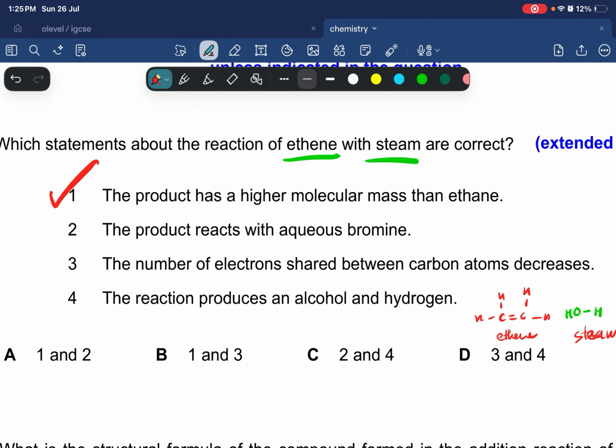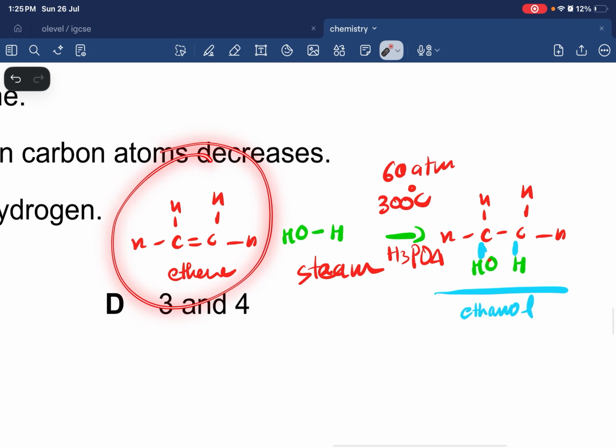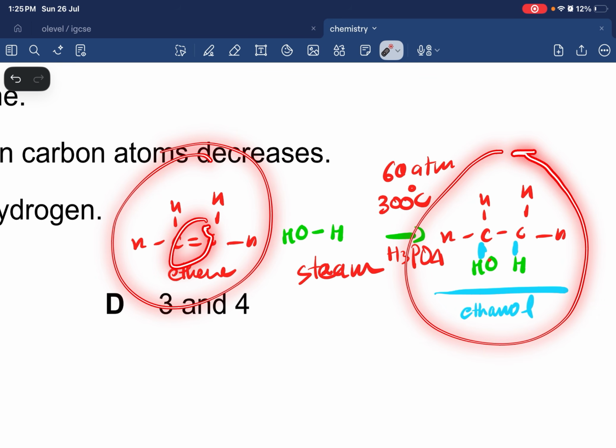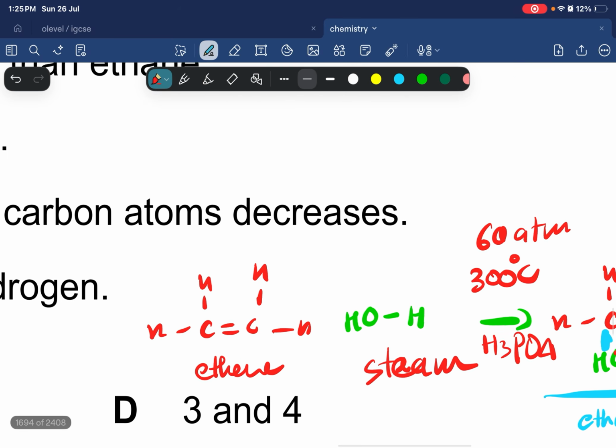The product reacts with aqueous bromine. No, the product does not react. The reactants react with aqueous bromine. The reactant has a double bond, so it's going to react with bromine. But the product is ethanol, it's not going to react with bromine. The number of electrons shared between carbon atoms decreases. The reaction produces an alcohol and hydrogen. No, only alcohol.